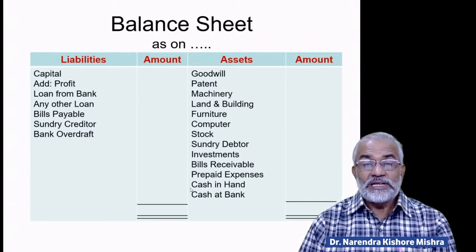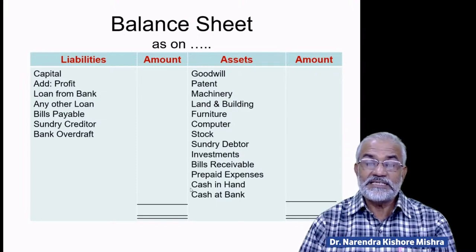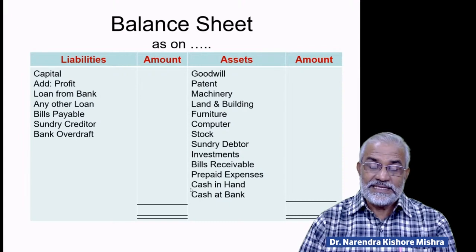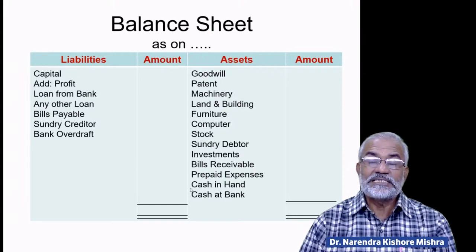Tangible fixed assets: if you refer to the next item on the asset side of the balance sheet, that is the third item, machinery. Machinery is a tangible fixed asset. Goodwill and patents are intangible fixed assets, but machinery is a tangible fixed asset. The next item is land and building. Next is furniture, then computer. All these items are tangible fixed assets.